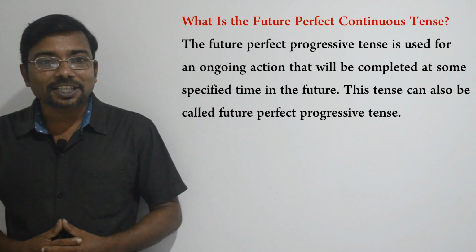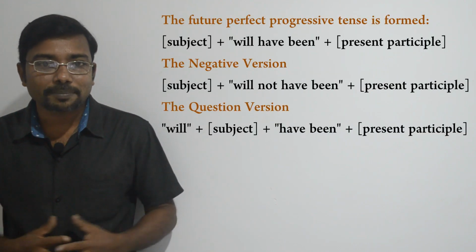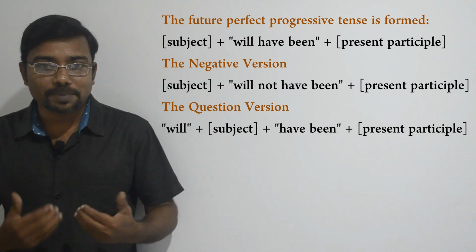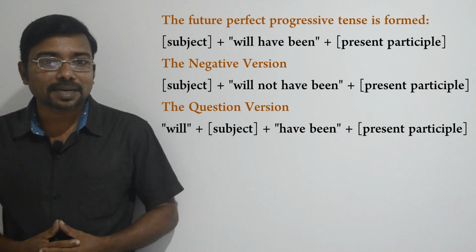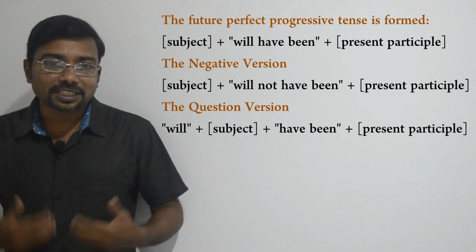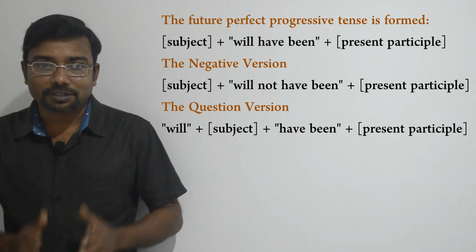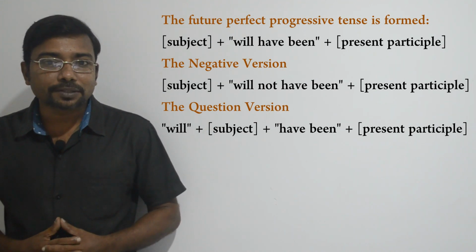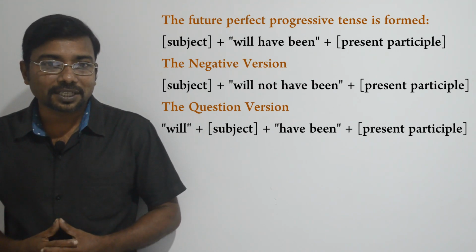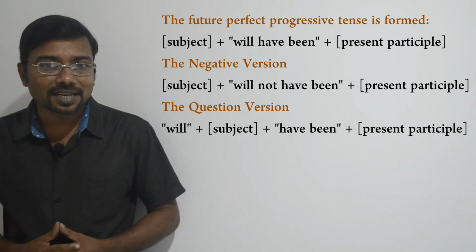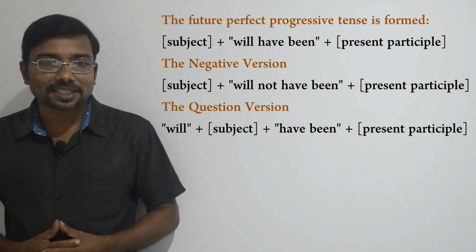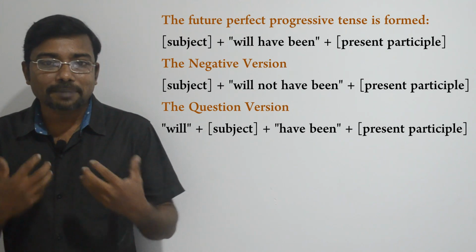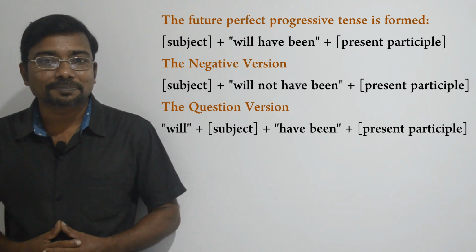Okay everyone, let's talk about the structure of the future perfect continuous tense. This tense is formed by using subject plus will have been plus the verb present participle form. No matter what the subject is, whether singular or plural, we follow the same structure. Negatives are indicated by using not between will and have. It means will not have been plus the verb present participle form. Questions are made by exchanging the subject and the auxiliary verb will.